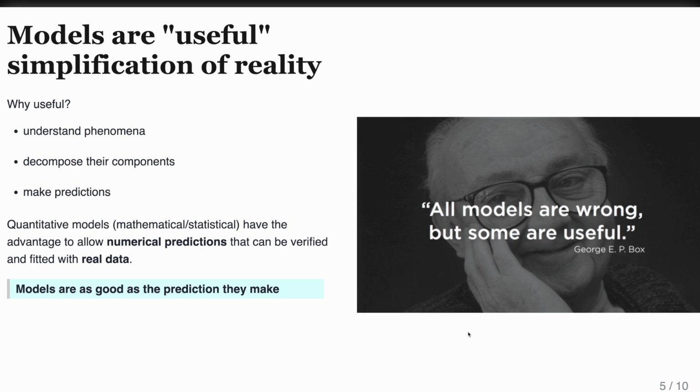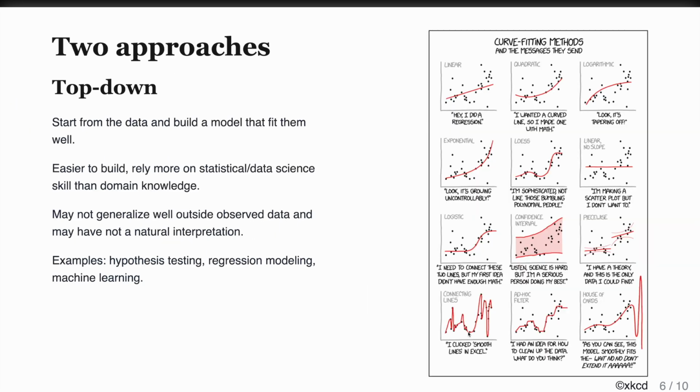Modeling is very useful to understand phenomena, to decompose them into their components, and especially to make predictions. It is said that models are only as good as the predictions they make. If you create a model and it produces predictions that are totally different from the data you're trying to model, then it means that some big assumption in this model is wrong.